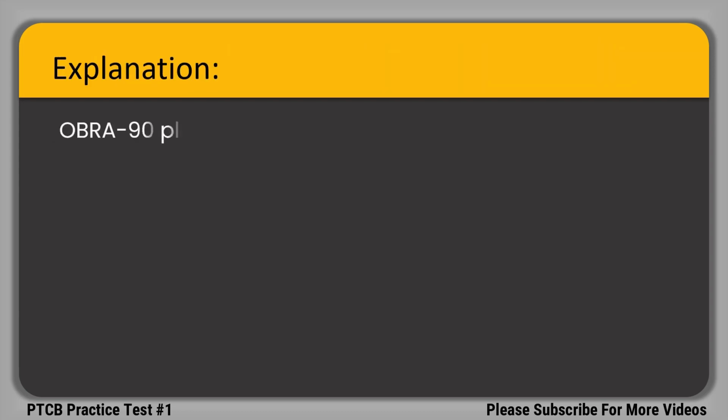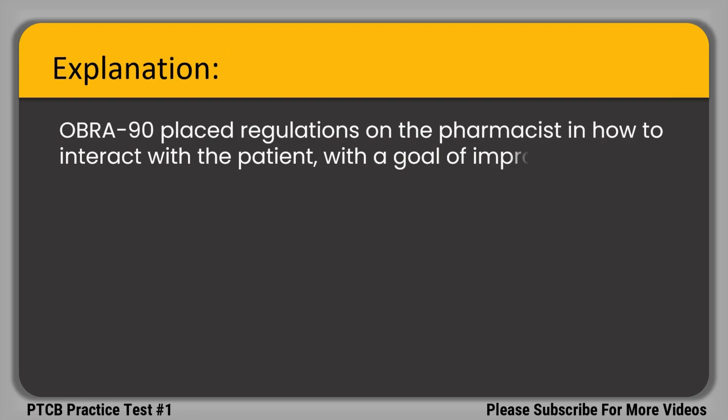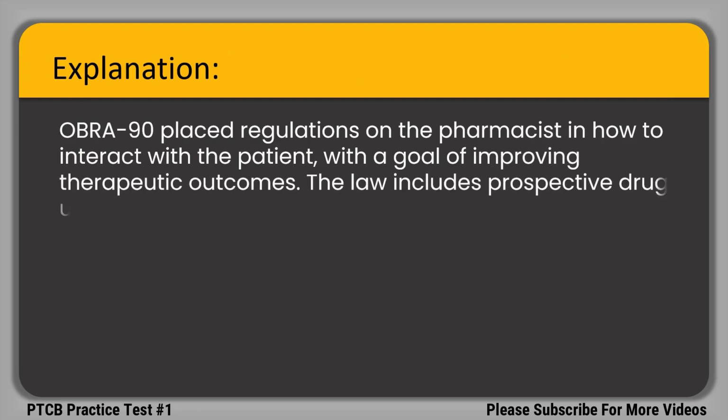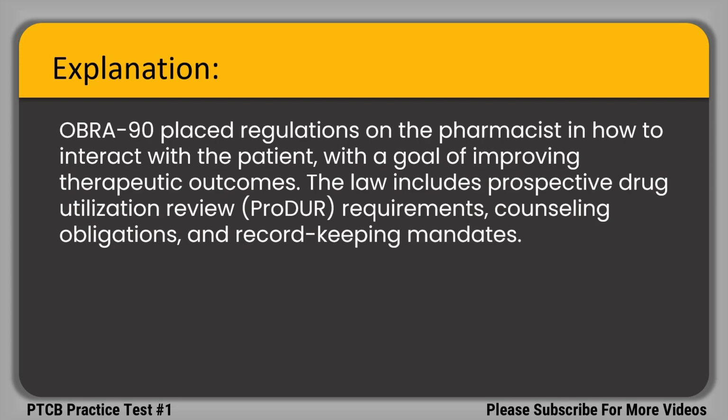OBRA 90 placed regulations on the pharmacist in how to interact with the patient, with the goal of improving therapeutic outcomes. The law includes prospective drug utilization review, or PDUR, requirements, counseling obligations, and record-keeping mandates.